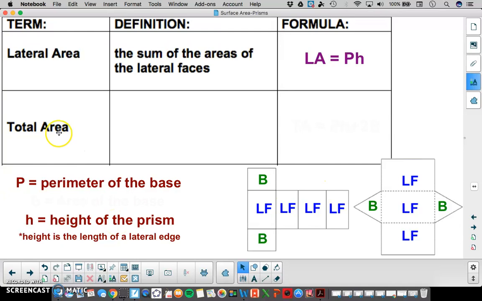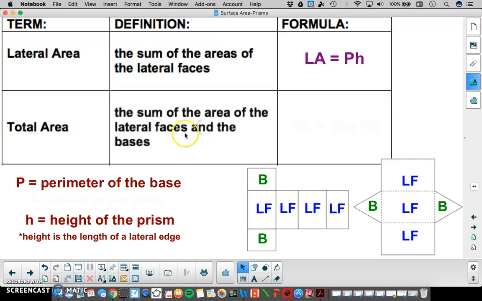Now, to find the total surface area, that's going to be the sum of the lateral faces, in other words, the lateral area, and then we have to add in the 2 bases that we didn't have before. So we just take our lateral area, which was P times H, and add in our 2 bases. So the area of the base is that big B. So we're finding the total surface area of that figure.